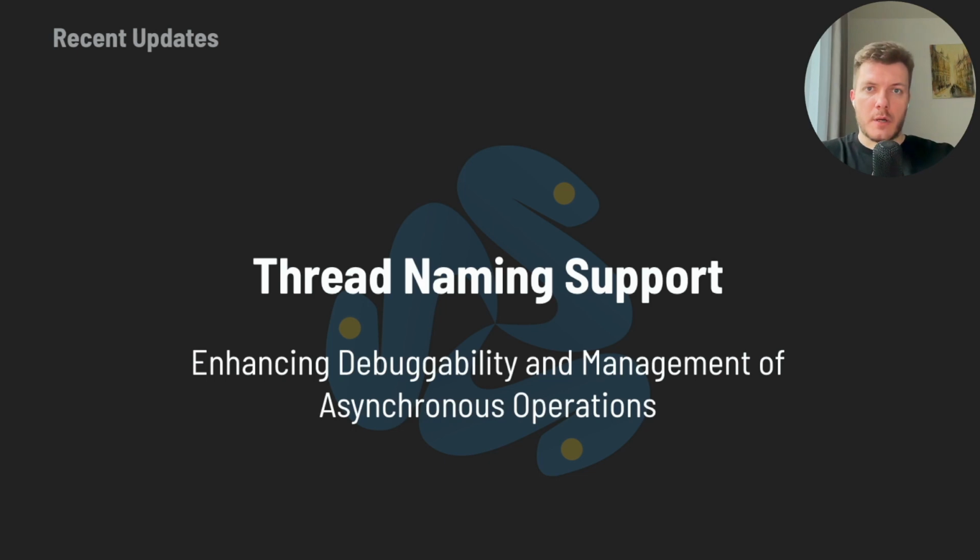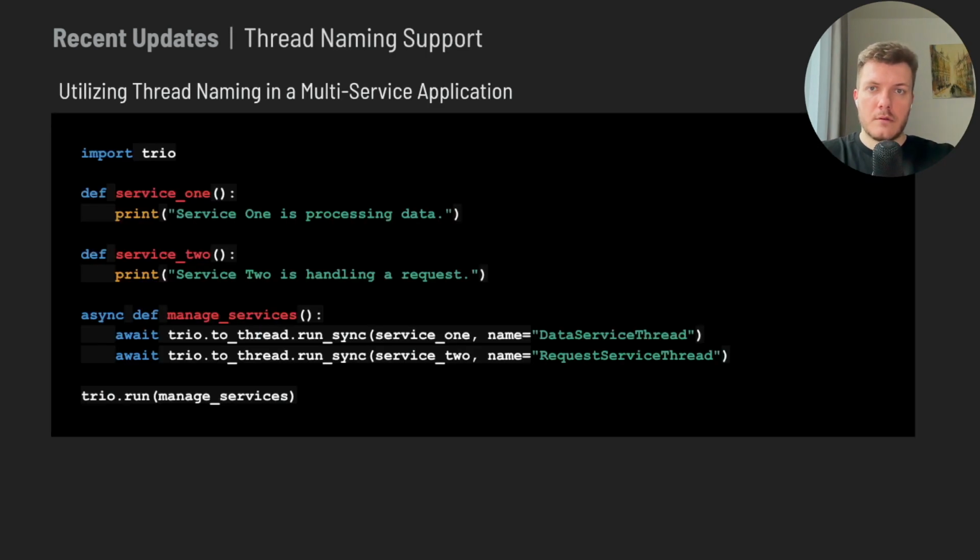Trio 22.1 introduces the capability to name threads created with the run_sync function. It allows for easier identification and tracking of threads in complex applications. The thread naming in Trio is implemented via the name parameter in the run_sync function. Imagine a complex application. There are multiple services running concurrently, each on its own thread. And by naming threads, developers can more easily identify and manage them in some system monitoring tools, or when analyzing logs.